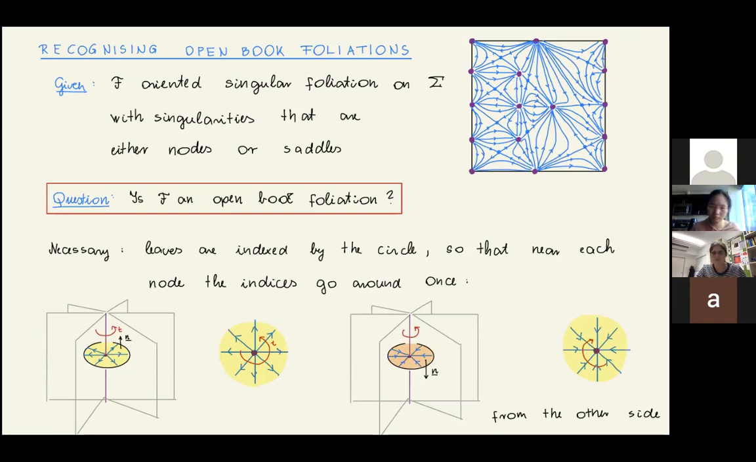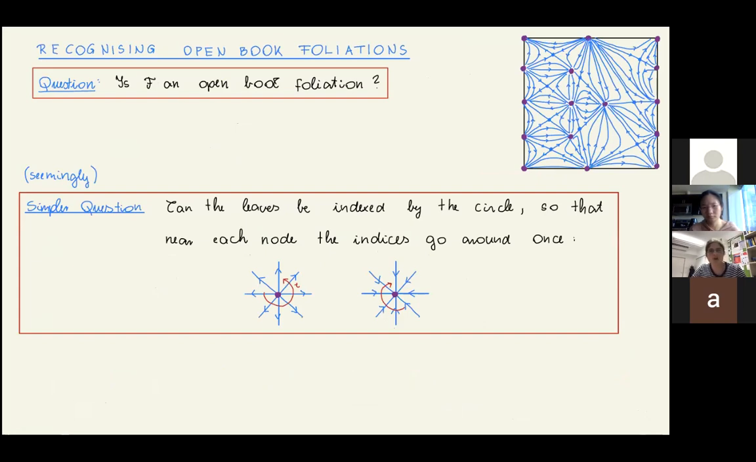And then, yes. So then I can ask a possibly simpler question: can you give an index for the leaves by the circle, so that near each node I have this property that it's either clockwise or counterclockwise, depending on whether it's a source or a sink? This looks like maybe a simpler condition, but we prove by a fairly simple construction that these are equivalent. So we have to answer the last question, the second question.